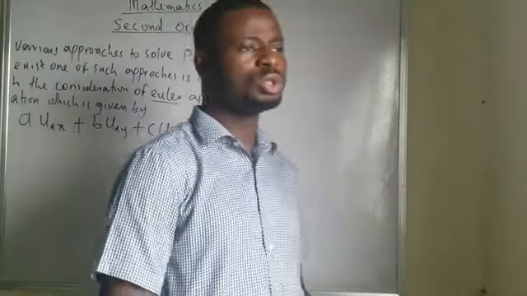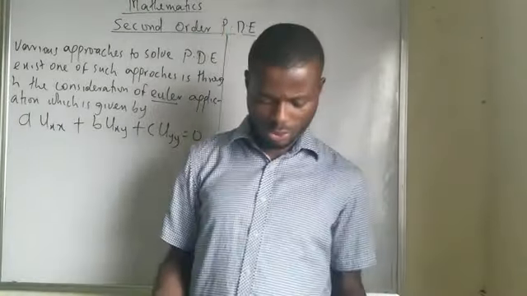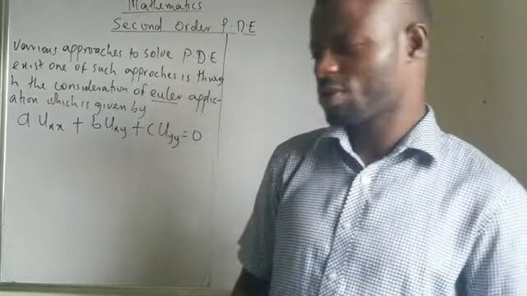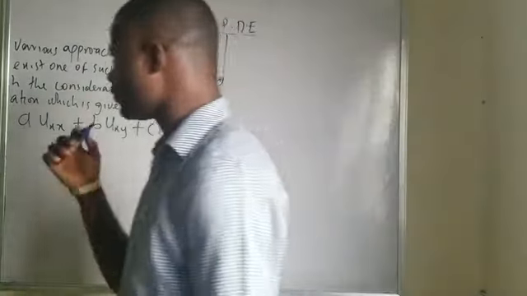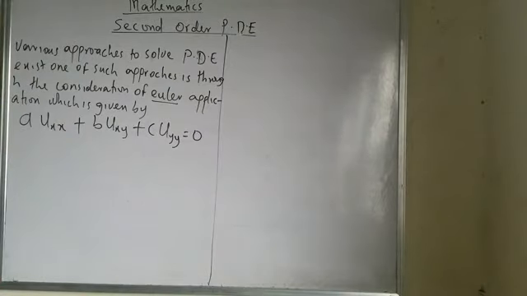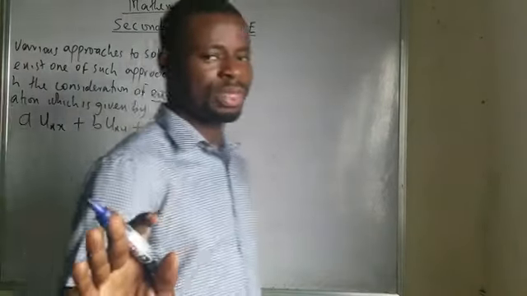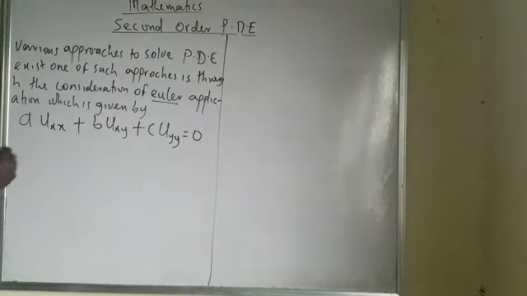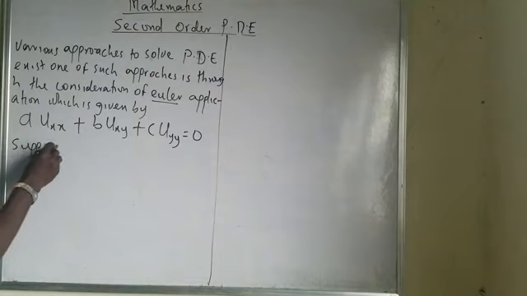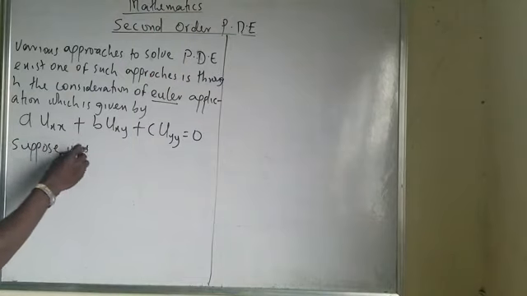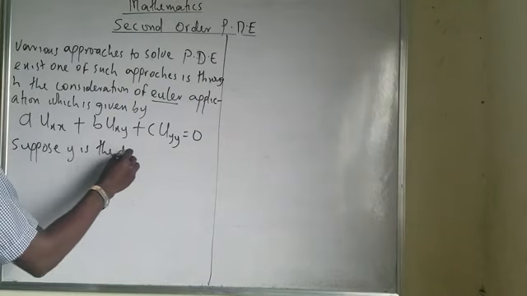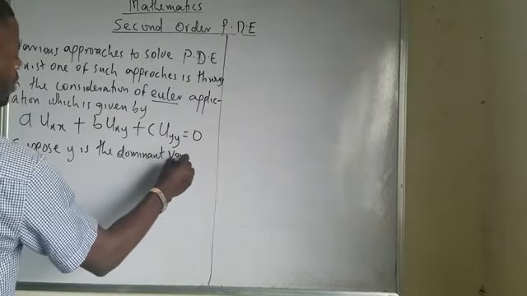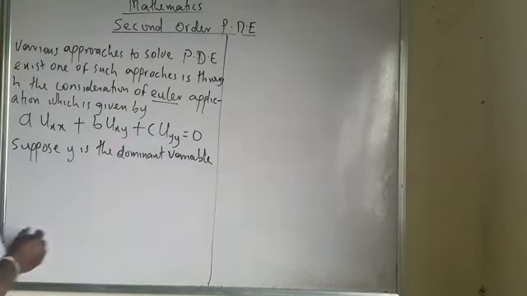Now, at this point, you need to understand something from our second order, which is, I told you, we have the auxiliary equation. You all know what is called auxiliary equation from our second order. Now, just know there are two things that can happen here. I can depend on my statement. The statement number one, suppose y is the dominant variable.